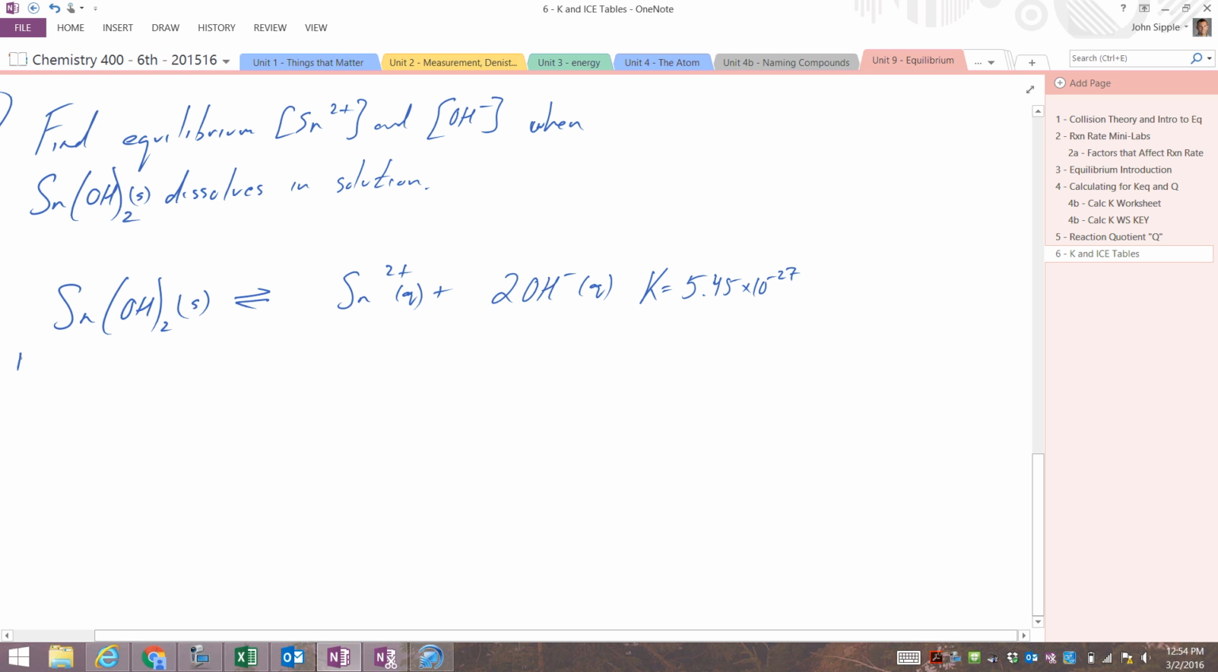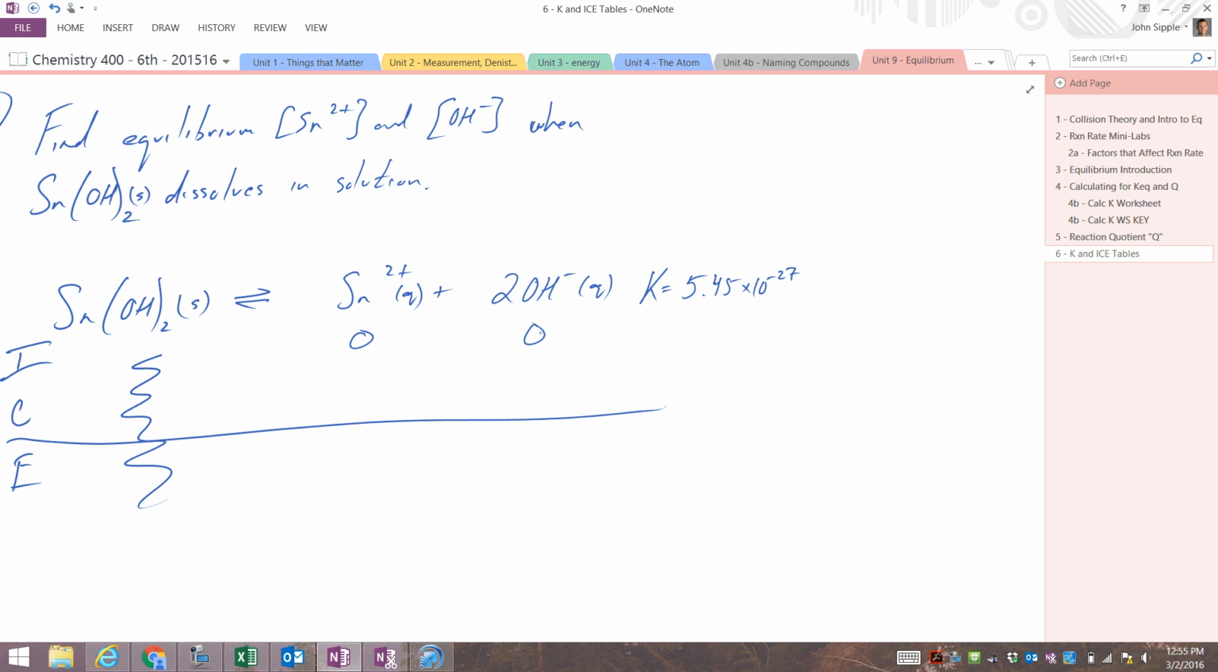All right, so just like we did before, initial, change, equilibrium. We don't care about our solid. It's not in our equilibrium constant. 0 and 0. And what is our change going to be here? What do you guys think the change will be? Yeah, plus x and plus 2x. So ultimately, at equilibrium, we will have x and 2x.